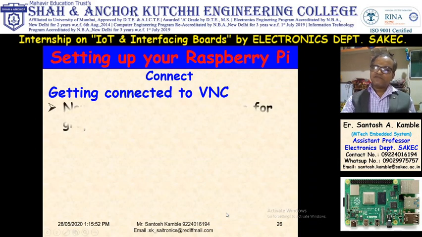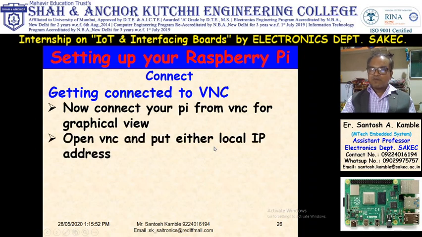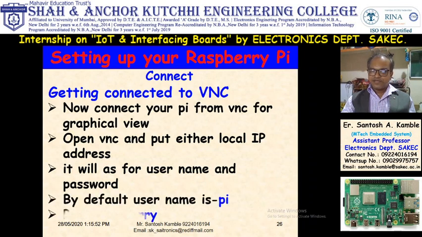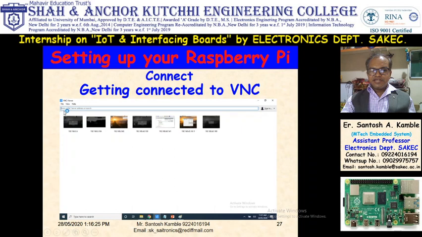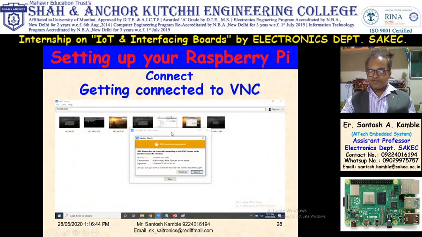To get connected with VNC, you have to connect your Pi from the graphical view. Open VNC and put in your IP address. It will ask for a username and password. By default the username is Pi and the password is Raspberry. When you open VNC you will get this window. Here you have to write down your IP address, write the IP address and press Enter. You will get this window.